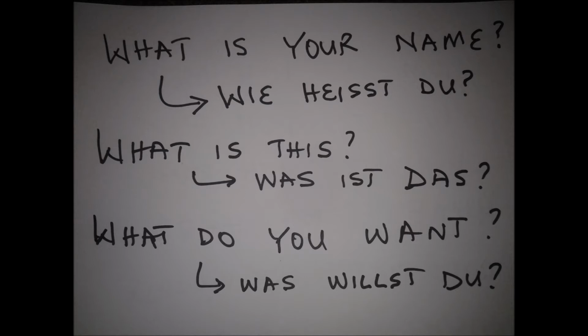So let me repeat it again. What is your name? Wie heißt du? You can reply mein Name ist Rachel, or ich heiße Rachel. But you can still ask other people wie heißt du. Then if you want to say what is this, you say was ist das? Then what do you want? Was willst du?